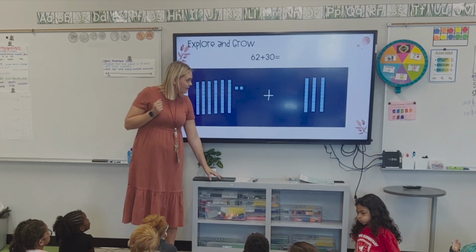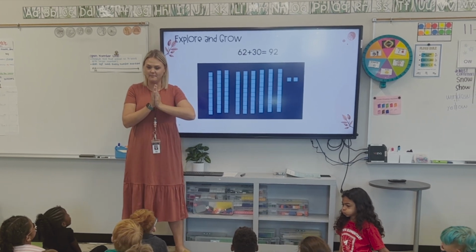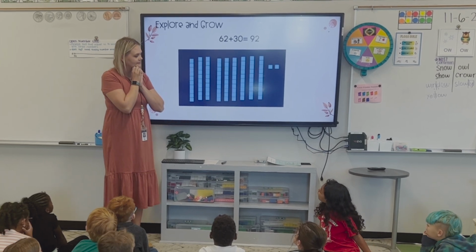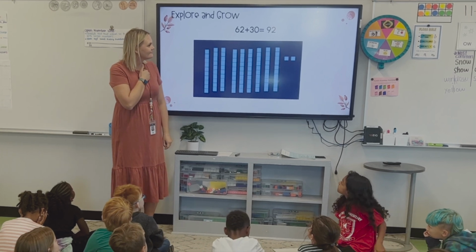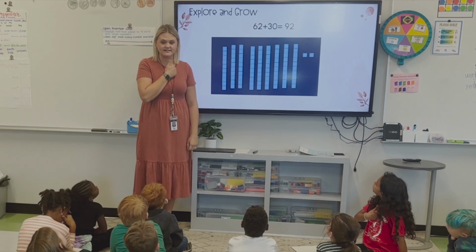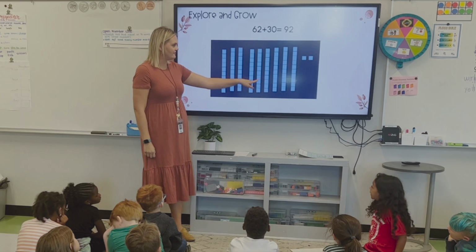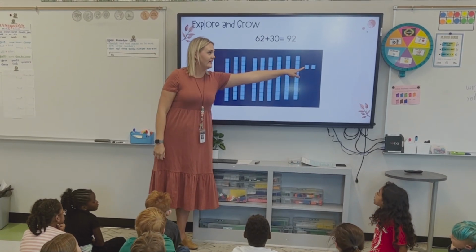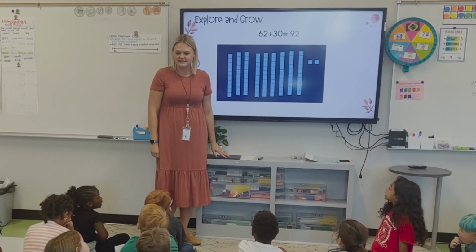So if I'm adding 62 plus 30, I can use base 10 blocks to help me figure that out as well. Then I have this many. I put them together. I combined them. Take a second and look and see what it would be. Will you help me skip count the tens and add the ones? 10, 20, 30, 40, 50, 60, 70, 80, 90, 91, 92. So 62 plus 30 would equal 92.